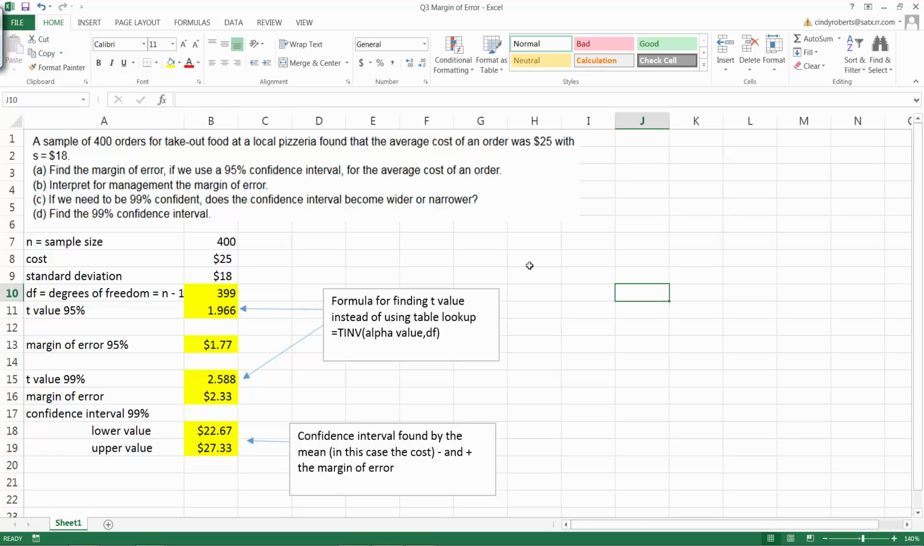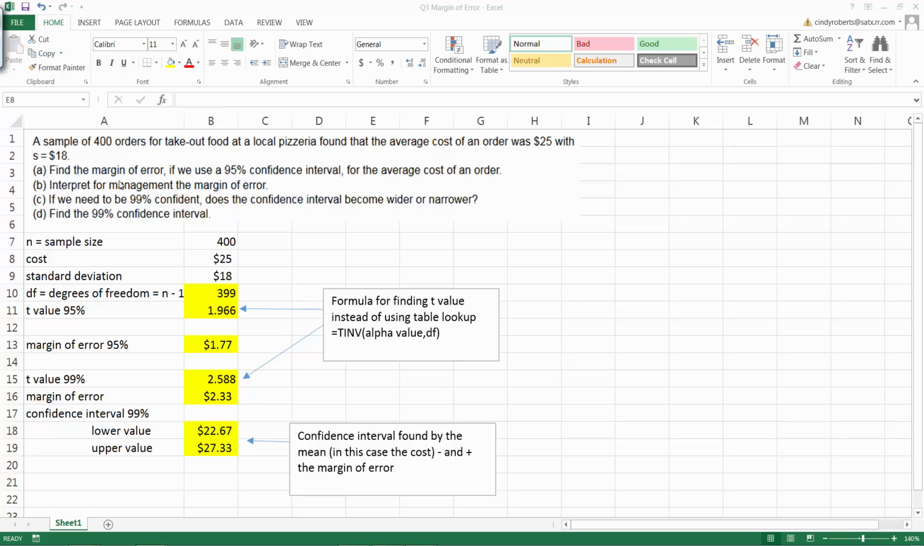Okay, so this is one of your homework questions in the lab. It says a sample of 400 orders for takeout food at a local pizzeria found that the average cost was $25 with S, so that's the standard deviation, was $18. Find the margin of error if we use a 95% confidence interval.